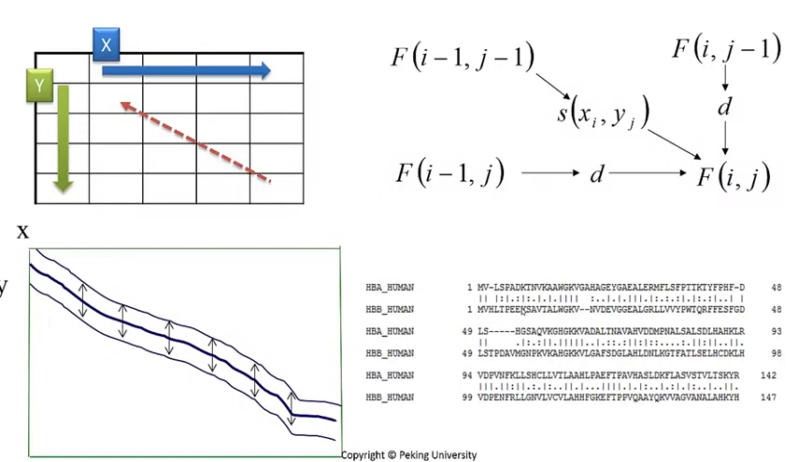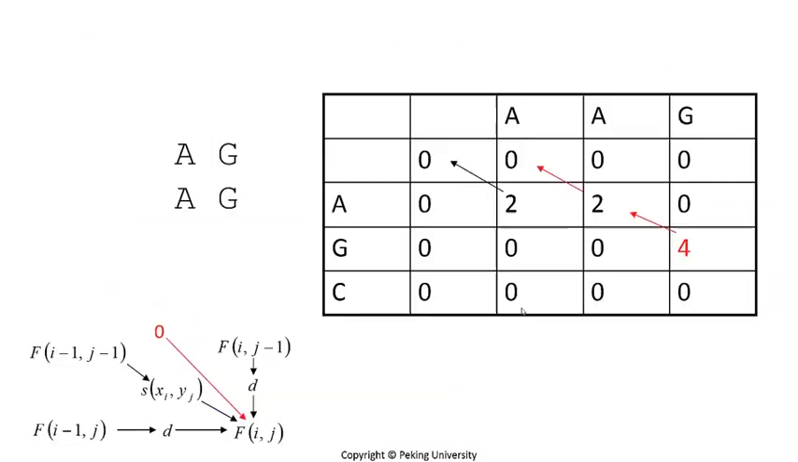Similarly, the optimal global alignment path between two nearly identical sequences is confined within a small region around the main diagonal. For local alignment, the optimal alignment path might not be around the main diagonal, but will be parallel to the main diagonal.